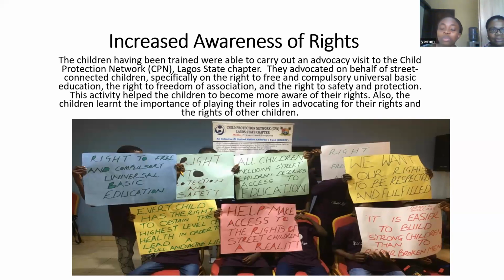Okay, so what we tried to do using the resource pack was to create awareness in the children about their rights. And after doing that, we were able to carry out an advocacy visit with the children to the Child Protection Network in Lagos State. And the picture clearly shows that visit. So it was not just about theory, we actually went out to do the practical aspect of it.